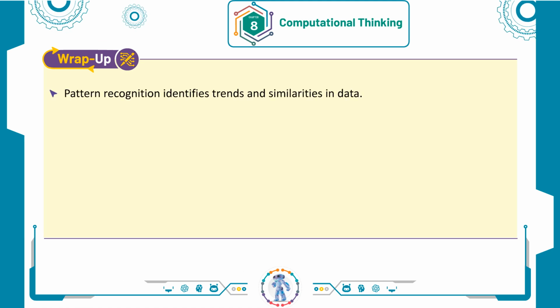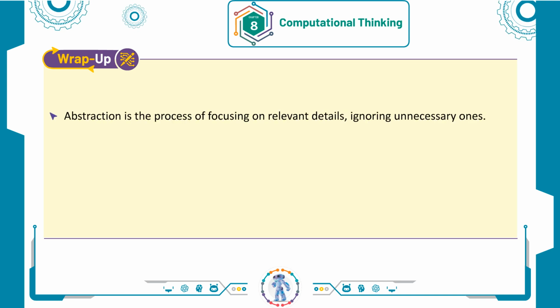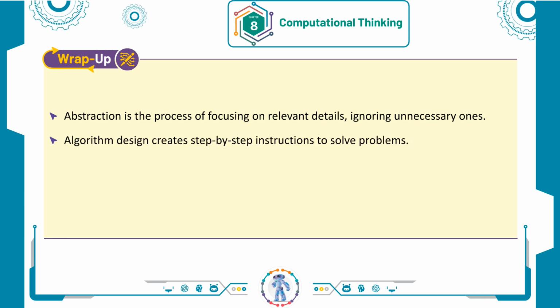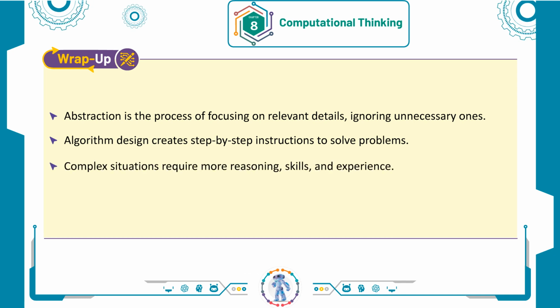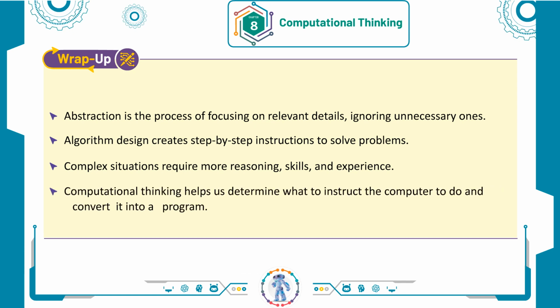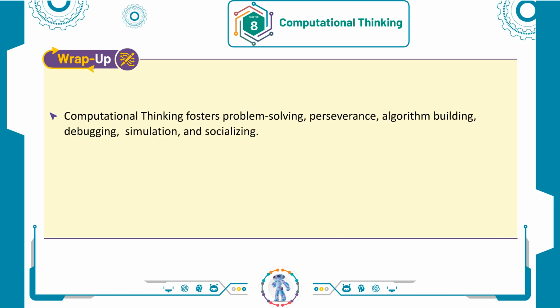Pattern recognition identifies trends and similarities in data. Abstraction is the process of focusing on relevant details, ignoring unnecessary ones. Algorithm design creates step-by-step instructions to solve problems. Complex situations require more reasoning, skills, and experience. Computational thinking helps us determine what to instruct the computer to do and convert it into a program. Computational thinking fosters problem solving, perseverance, algorithm building, debugging, simulation, and socializing.